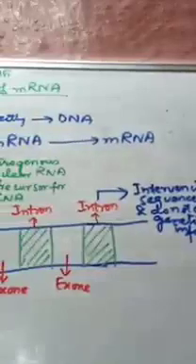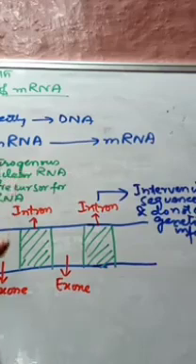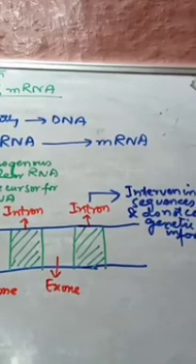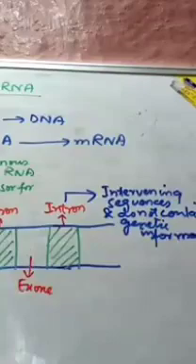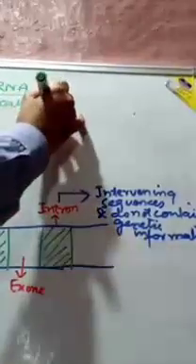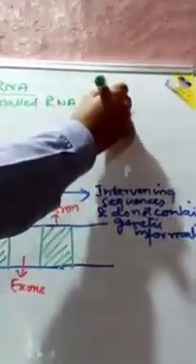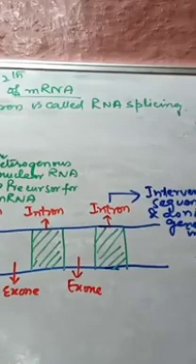What happens now if these are removed? The introns do not contain genetic information, so they are removed, and that removal of introns is called gene splicing, or RNA splicing. Since these are intervening sequences that do not contain genetic information, they can be removed.